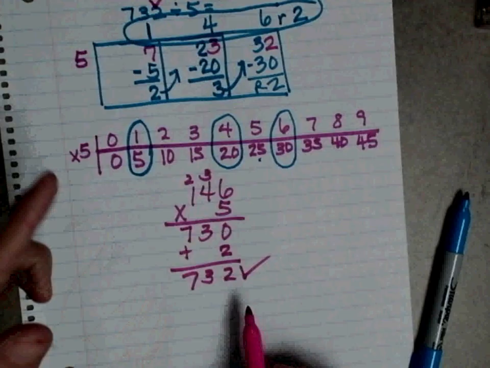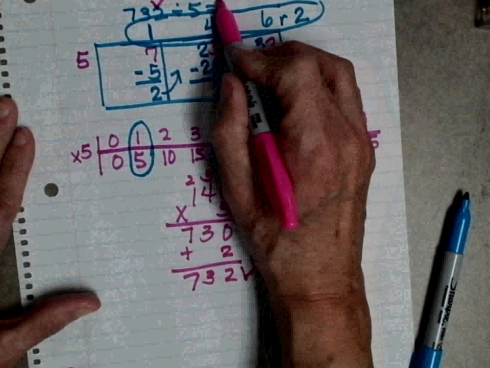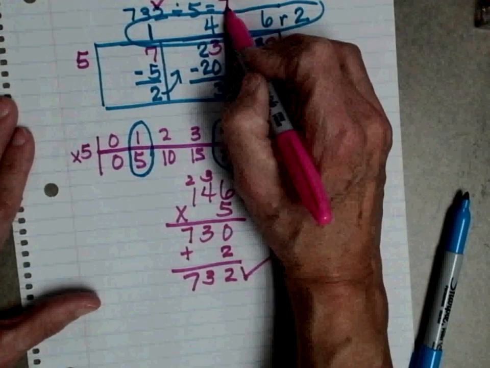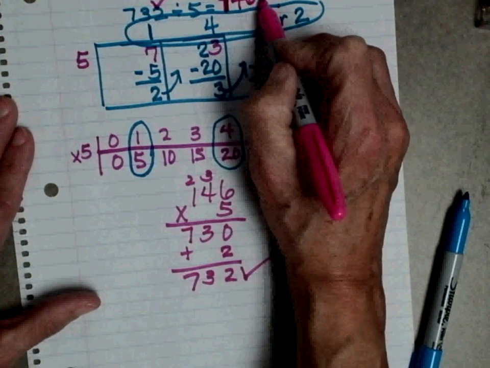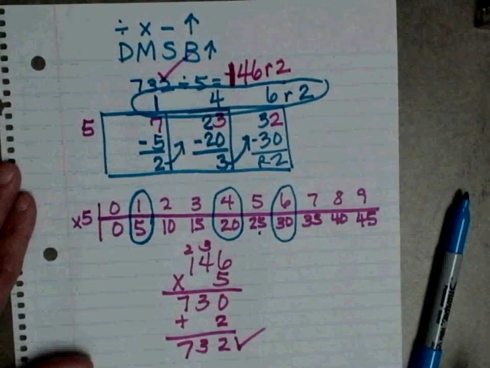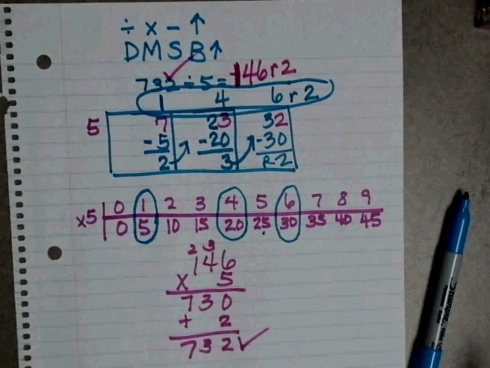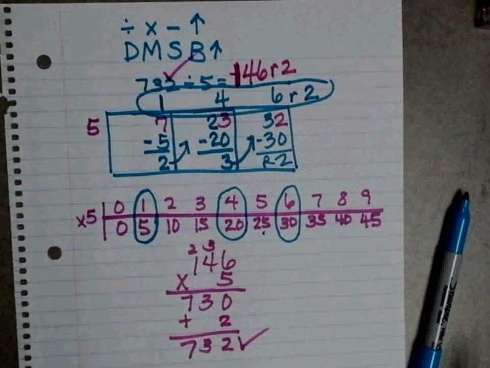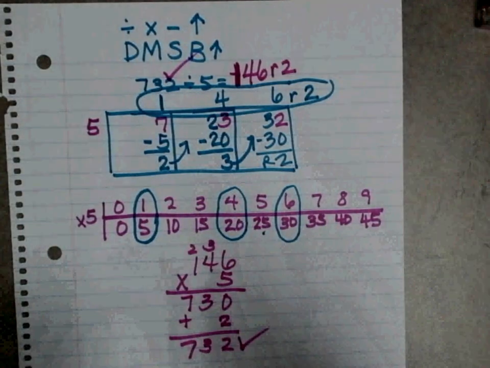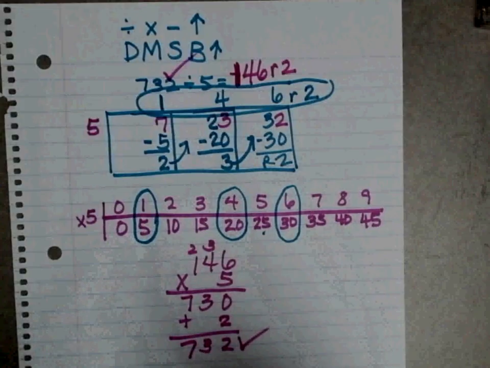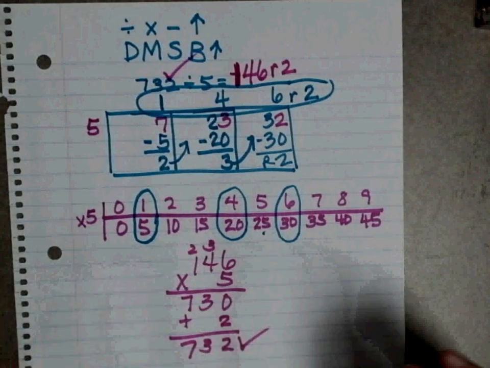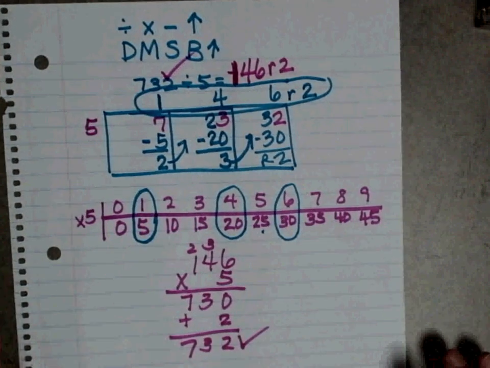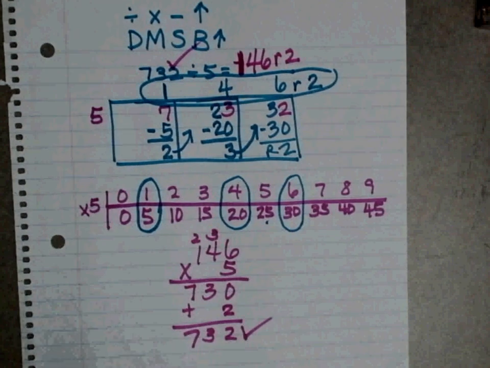So our quotient is 146 remainder of 2. It looks like a lot of steps, and it is. And you will be thankful when you get to 7th grade and you can use a calculator. But don't use a calculator yet. Do it this way. It's a lot of fun.